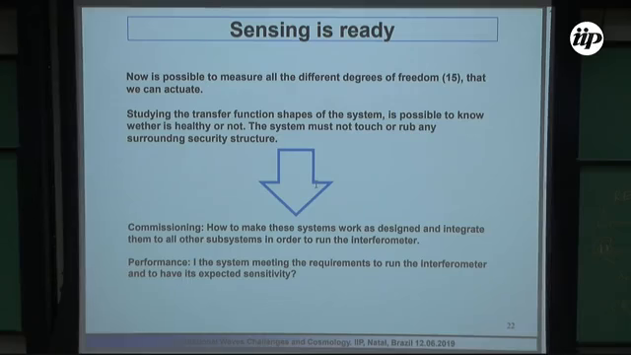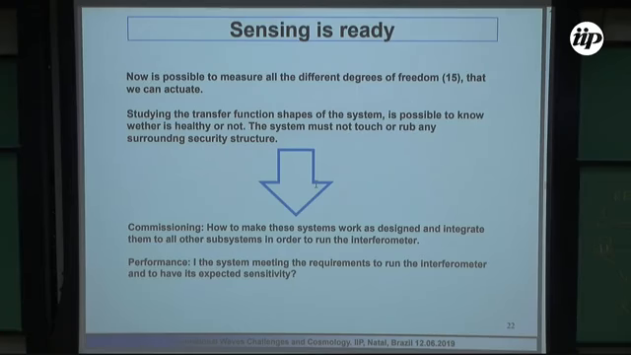So now the sensing is ready. Now it's possible to measure all the transfer functions of your system, and with that you can say whether the system is healthy or not, like whether you need to go and actually replace something, or study if there is any possibility of some parts touching the structure or something like that. But if you are good here, you can just go ahead and start commissioning.